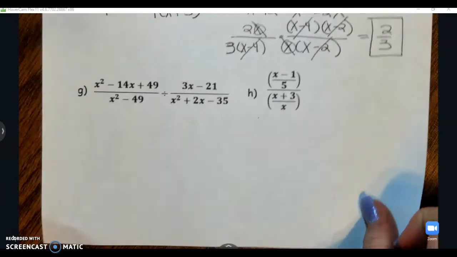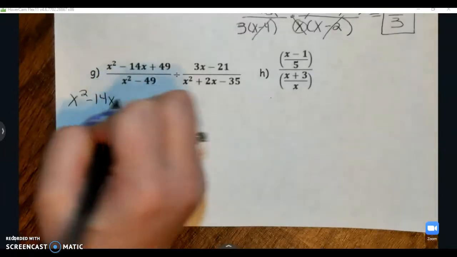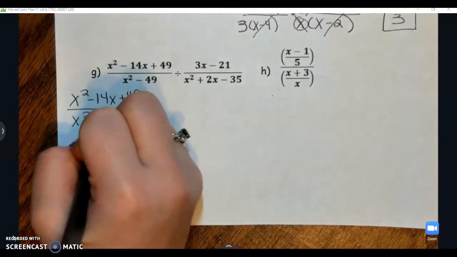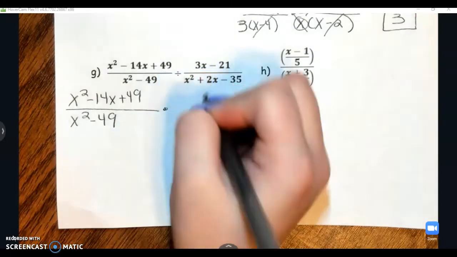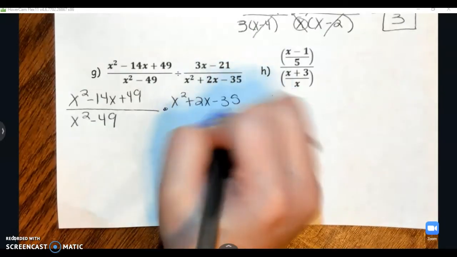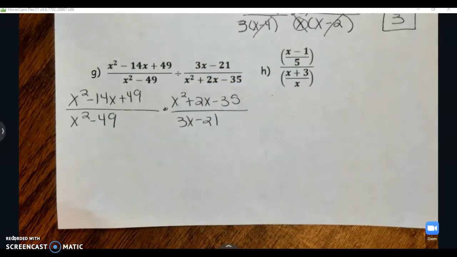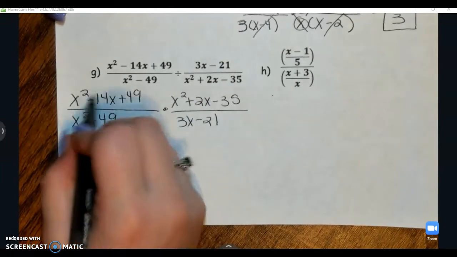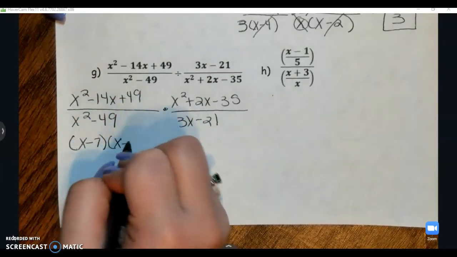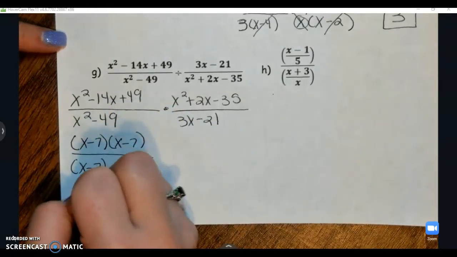Practice some more. On G, keep, change, flip. That one's going to stay the same. I'm going to multiply, flip this fraction upside down. Sorry, not fraction, rational expression, which is a special type of fraction. Okay, now let's factor. Difference of squares, hope you recognize that one.